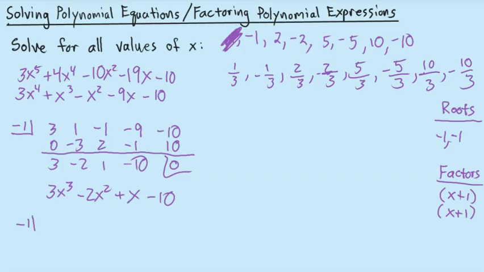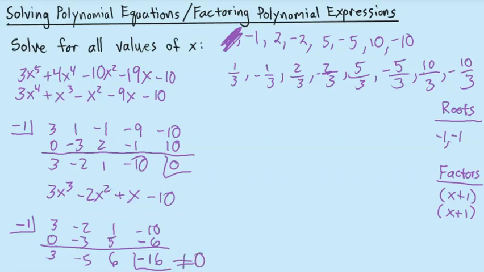So we're going to put -1 in the half box, but now we're going to use these numbers. We're going to use 3, -2, 1, and -10. Draw my line. 0 plus 3 is 3, times -1 is -3, plus -2 is -5, times -1 is 5, 5 plus 1 is 6, 6 times -1 is -6, -6 plus -10 is -16, and now you can see that my remainder is not 0. Therefore, -1 is not showing up again.